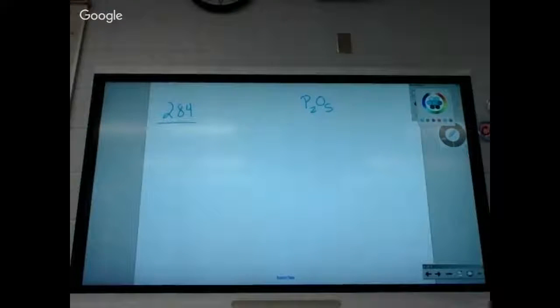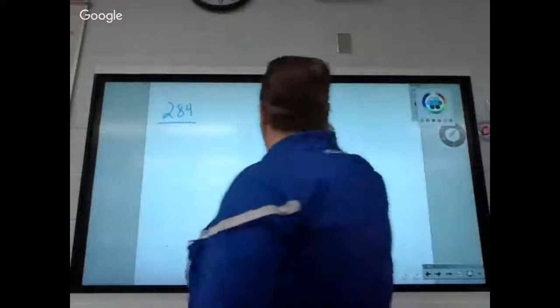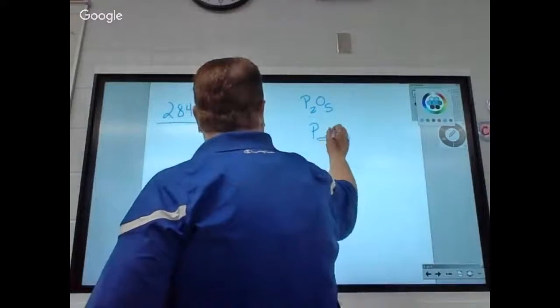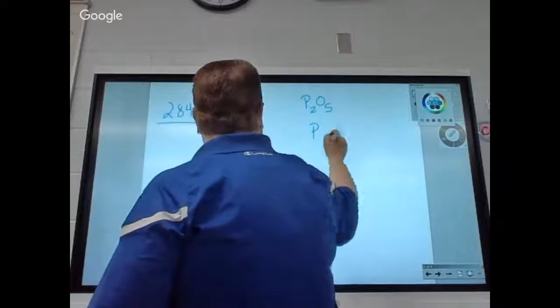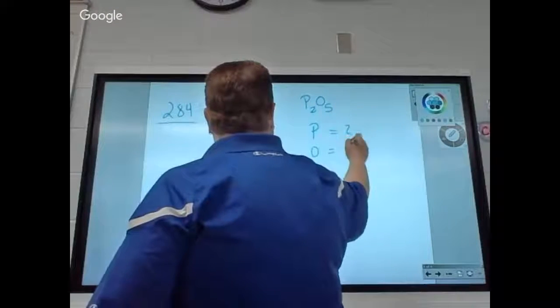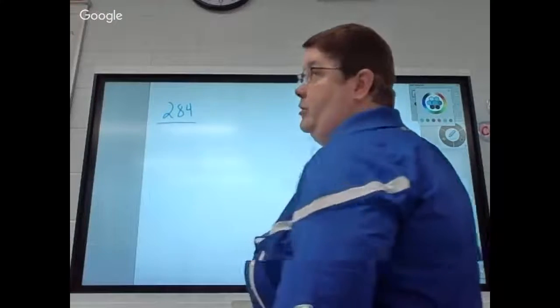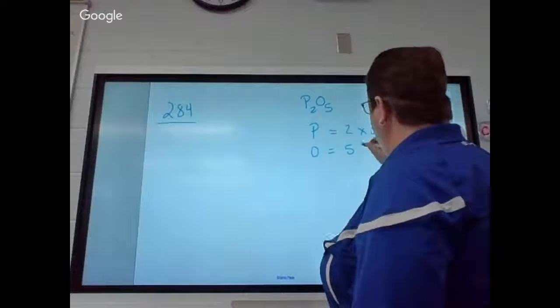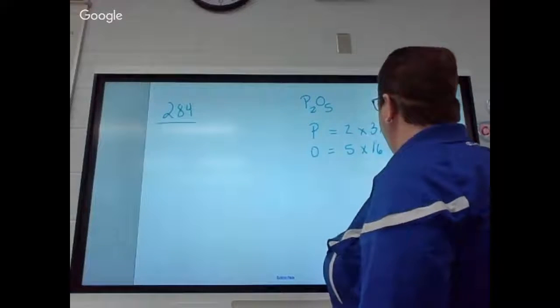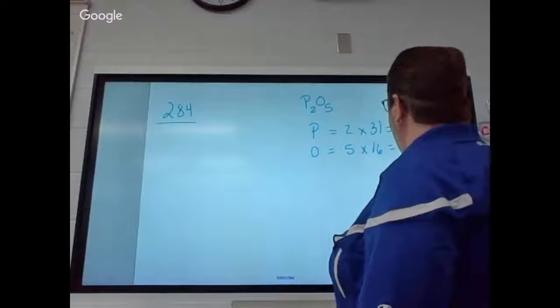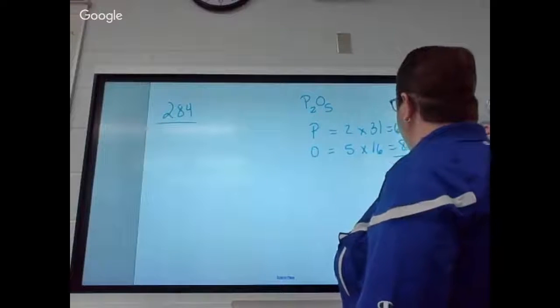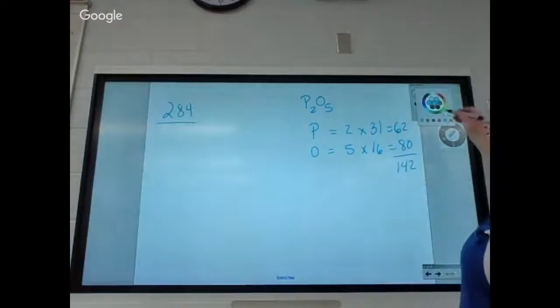You have to find what is it called? The molar mass. You can call it molar mass, yes. Of the one. So P has 2. Make that a little higher here. O has 5. So I'm going to use whole numbers because it's easier on my math. 31, 16. So that'll be 62. That'll be 80. That'll be 142. So where am I going to put that 142?